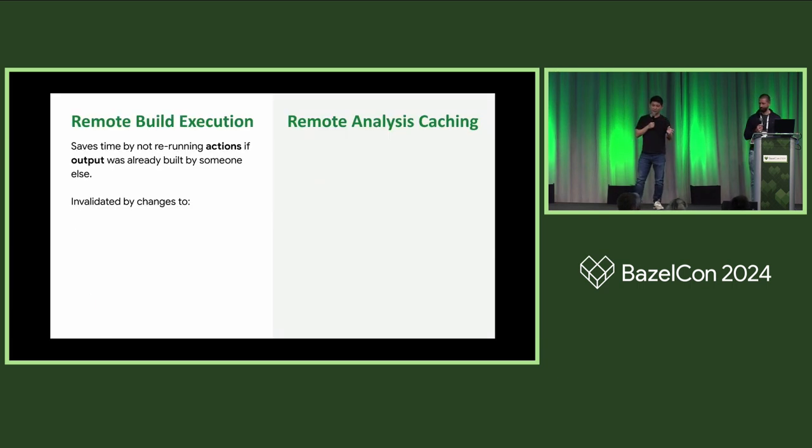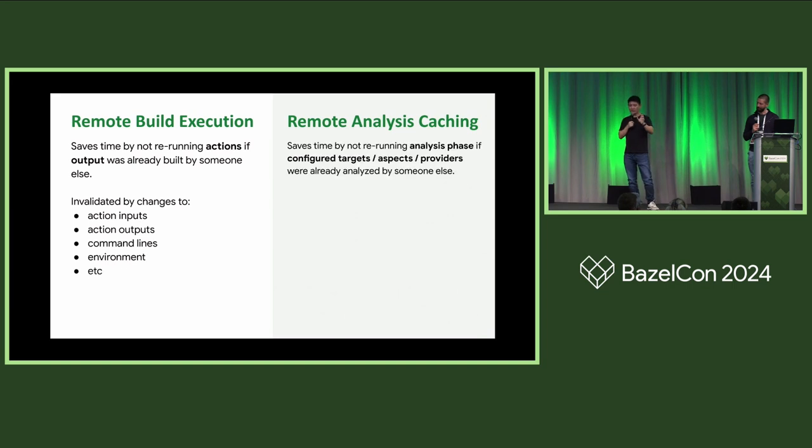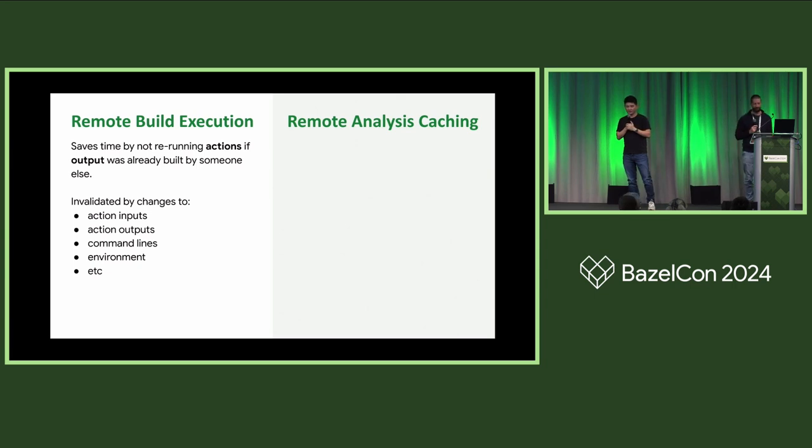With remote build execution, you save time by not rerunning actions that have been cached, that have been built by someone else. You invalidate on changes to action inputs, outputs, command lines, and environment variables, for example.